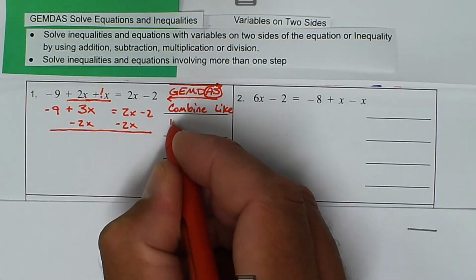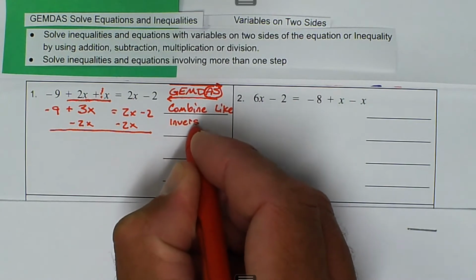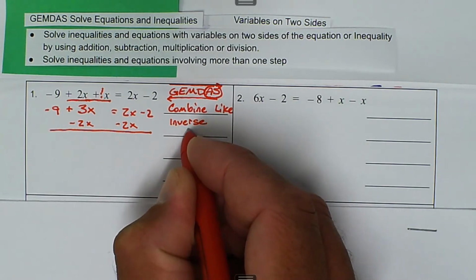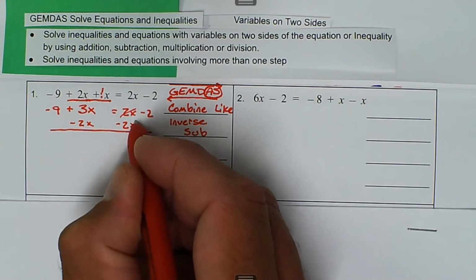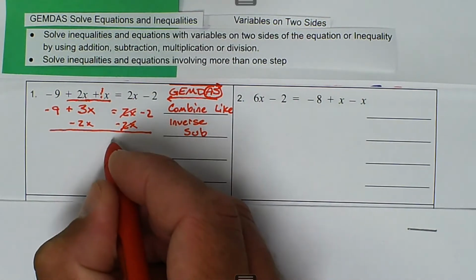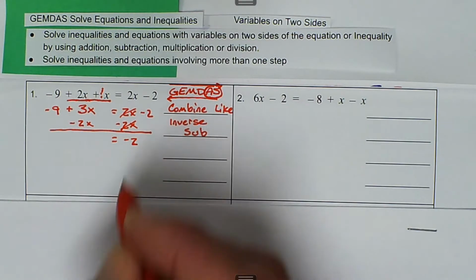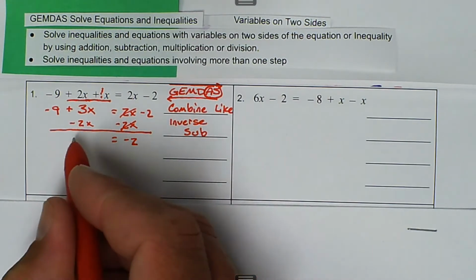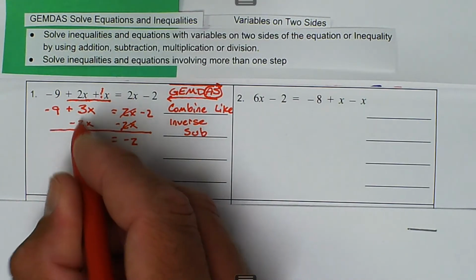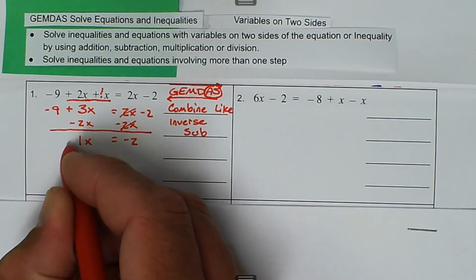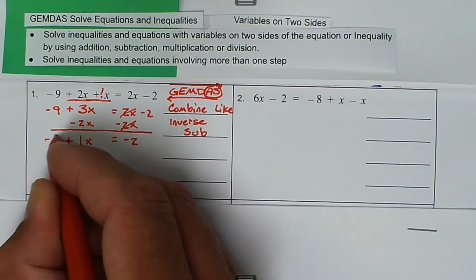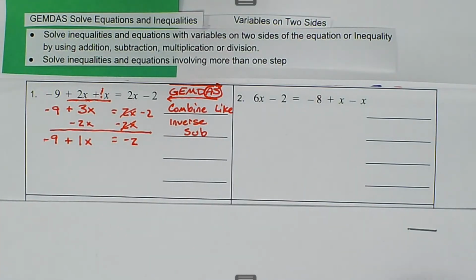The reason we did that is inverse, and that's going to be subtract. So the 2x cancels the negative 2x, and on the right side, we're left with just negative 2. And on the left side, 3 minus 2 is going to be 1x. That's positive, and we bring down the negative 9.